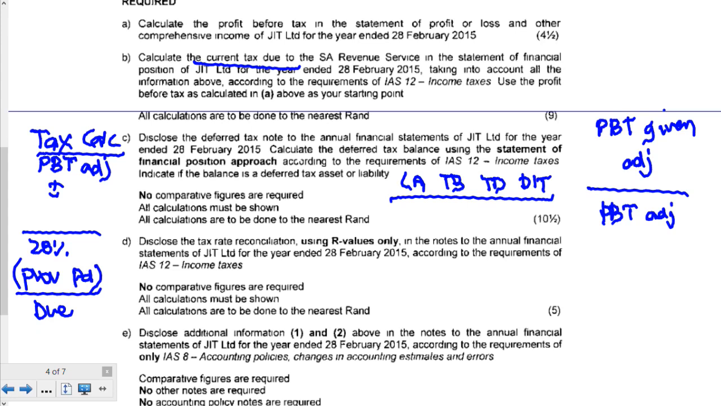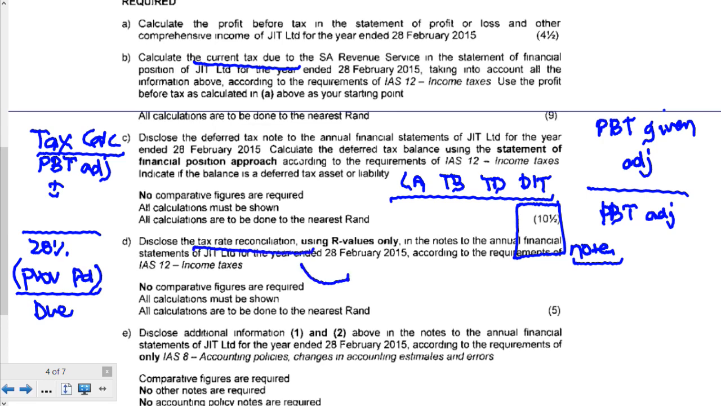Then to go from the calc to the note, it's basically just these numbers, those numbers go straight into the note. It's a very simple note. It just says deferred tax, and it'll just say machine, building, credit losses, inventory, whatever it is. Then disclose the tax rate recon. So they don't want the whole tax note. They just want the tax recon.